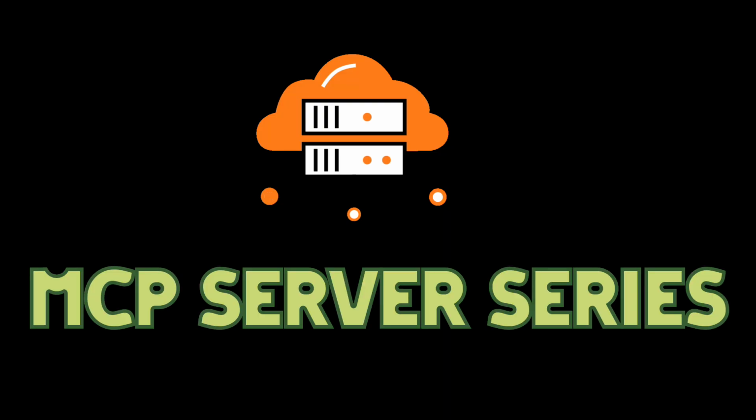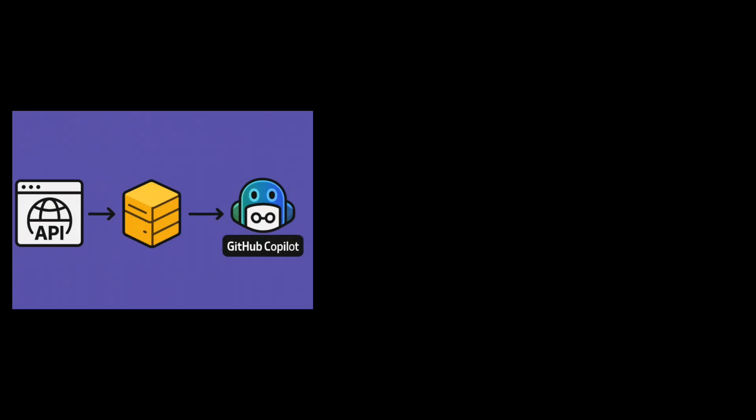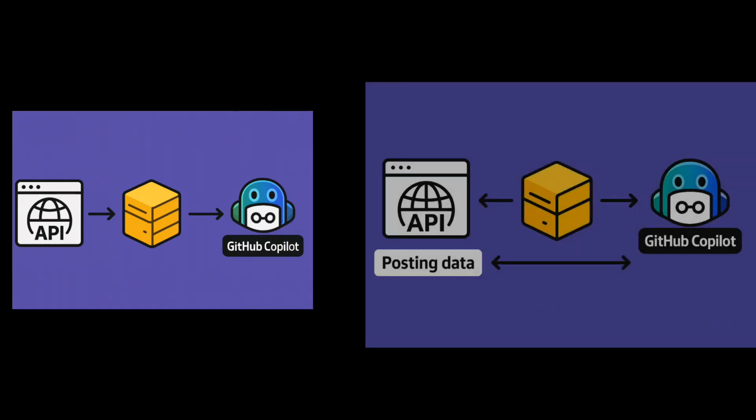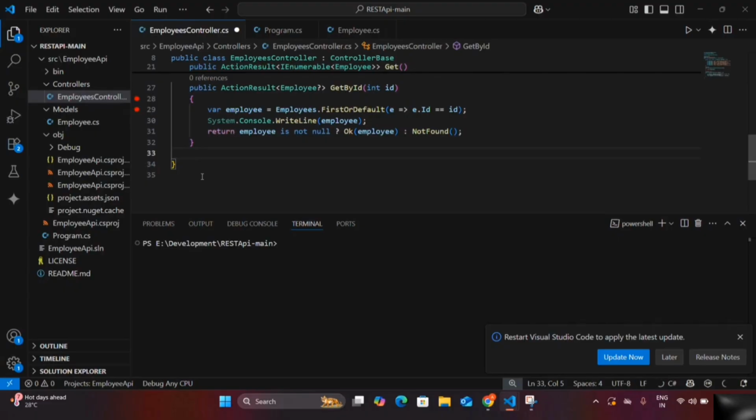In this MCP series, so far we have explored how the MCP server helps us retrieve data from our APIs using various tools. But today we are unlocking another powerful use case, that is posting data back to your web API through the MCP and GitHub Copilot. Now we are going full throttle into the POST methods.